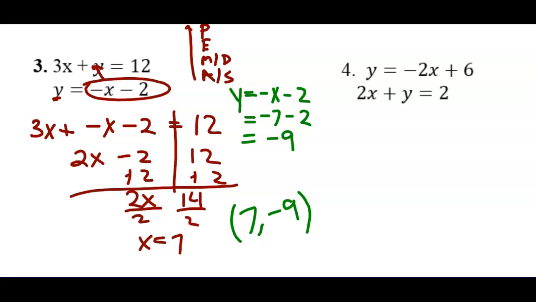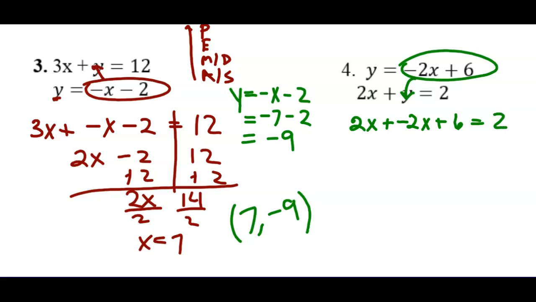Do number 4. This is going to replace what? My y. So I get 2x plus negative 2x plus 6 equals 2. What's 2x plus negative 2x? 0. So I get 6 equals 2. Is that true? Does 6 equal 2? Nope. No solution. I can be done.